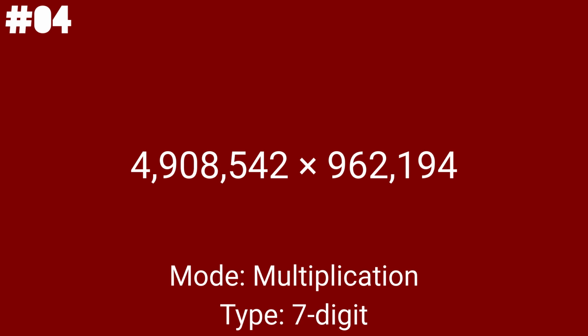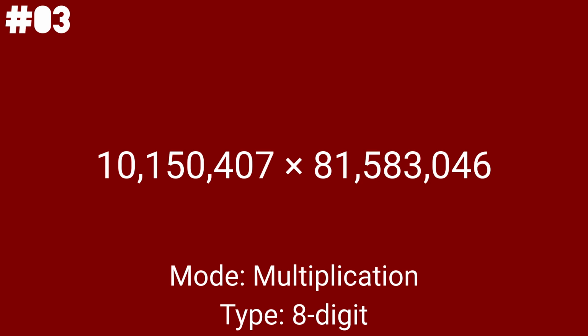Instead, let's move on to 8 digits. This one is 10,150,407 times 81,583,046. The third to last multiplication problem and the first of the two 8-digit ones. We are getting very close to the end, and the results are approaching the quadrillions.